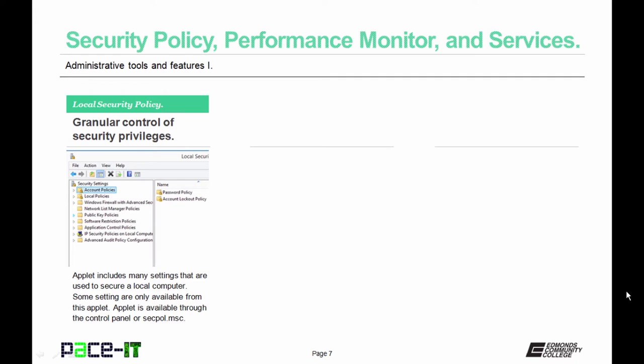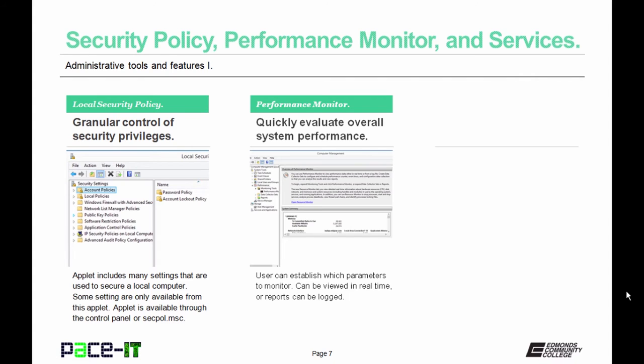We'll begin with local security policy. This gives you granular control of security privileges. The applet includes many settings that are used to secure the local computer. Some settings are only available from this applet, and it is available through the control panel or through secpol.msc. Now let's discuss performance monitor. It quickly evaluates overall system performance. The user can establish which parameters to monitor, and it can be viewed in real time, or reports can be logged, which can then be viewed in Event Viewer.